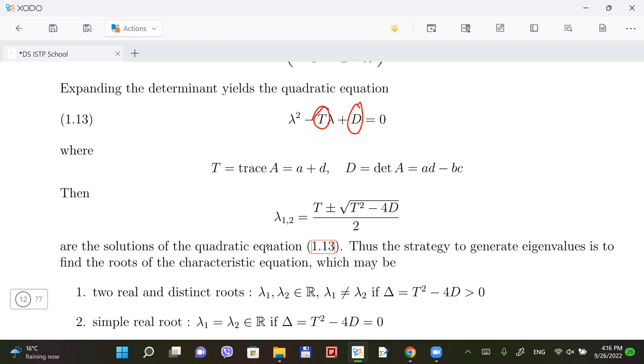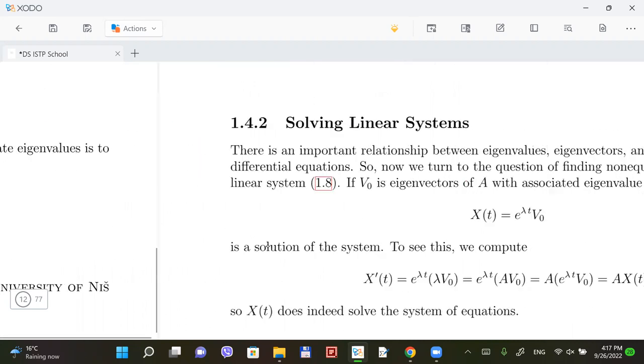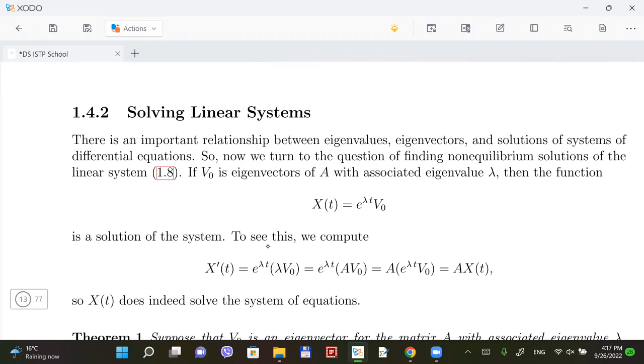Of course the eigenvalues depend on t squared minus 4d, the discriminant, and later we will consider three typical phase portraits depending on the nature of the roots of the characteristic equation, or the eigenvalues. So we have two real and distinct roots, or a single real root, or two complex conjugate roots, and of course the appropriate eigenvectors. Solving linear systems of differential equations of second or higher order is done if you find the eigenvalues and eigenvectors of the matrix. So the linear systems with constant coefficients, of course.